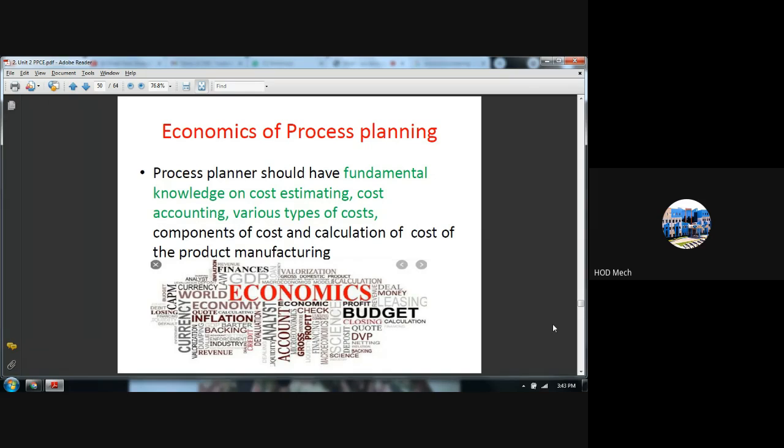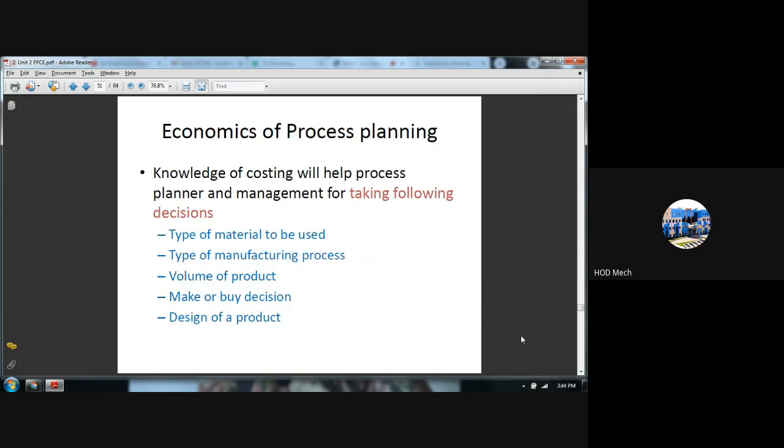So economics of a process planning is that the process planner, the engineer who is doing process planning, should have the fundamental knowledge. How to do costing; if the cost of a product is 55,000 or the cost of this product is 50 rupees, I have to fix it, and on what basis I am going to fix it. About all those knowledge you should be having. That is called as economics of process planning.